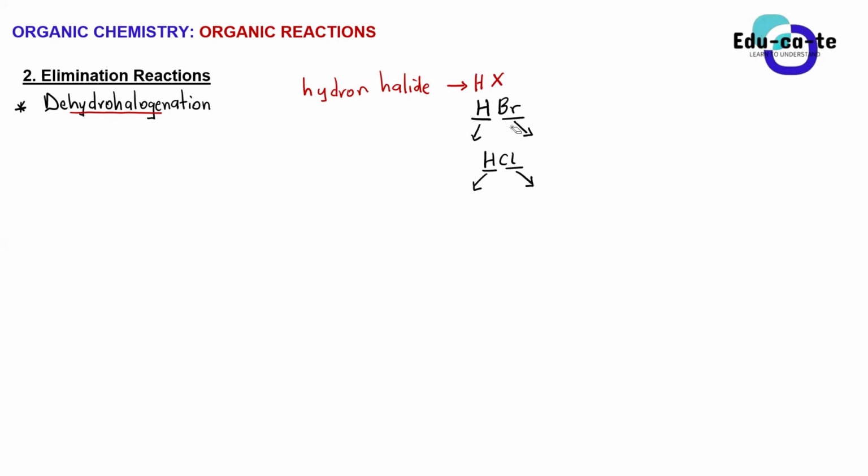So when we are doing dehydrohalogenation, we are removing a hydrogen halide. Remember, this HX is just a general way of saying a hydrogen halide, where we have a hydrogen that is bonded to a halogen. So we are removing a hydrogen halide. This one is very important, guys. Dehydrohalogenation is very important.